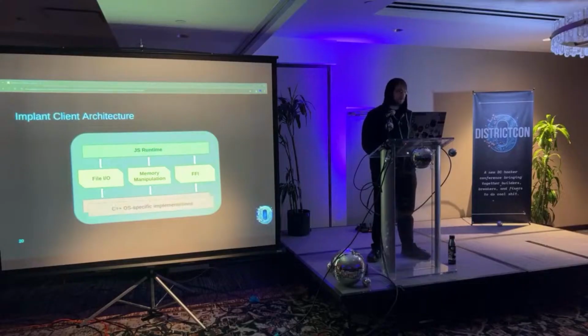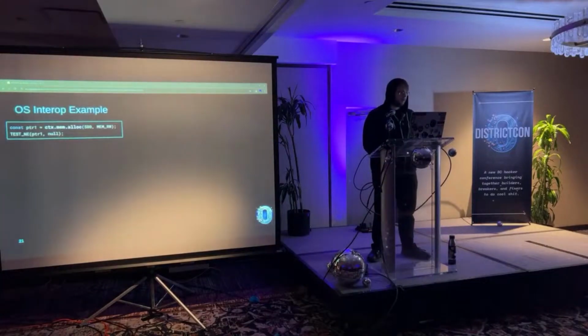If I want to add Mac support, I would only have to rebuild that bottom layer and hook it into the rest of the runtime, and then automatically implant.js would support Mac OS modules. So as an example of this, walking through the call stack in JavaScript, this is what I would need to do to allocate 500 bytes of heap memory.